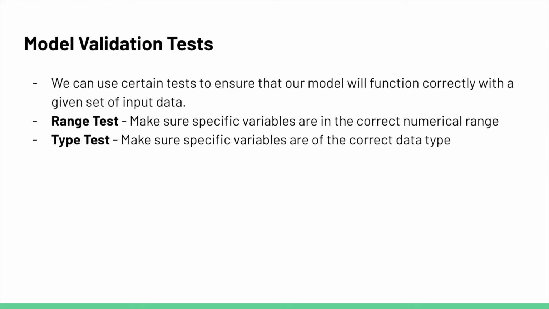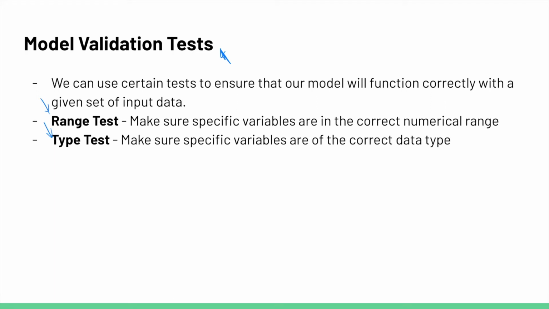Now, before we move on, one concept I do want to get to is that of model validation tests. This is the way it's referred to in the IB exam, but really what it means is tests that allow us to discern whether the input into a model is correct, is what it's supposed to be for that model to function. There are two types of tests that are most common on option B, and that's the range test and the type test.